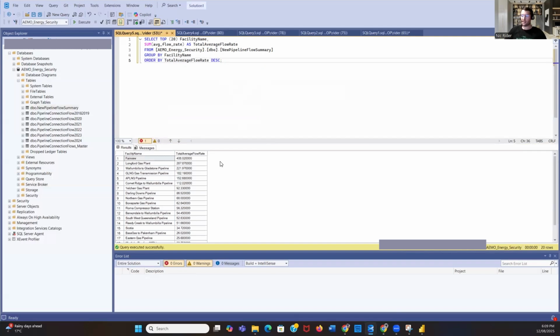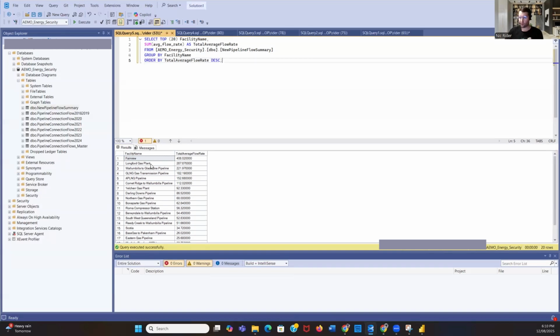Okay, cool. So now we can see total average flow rate here. Okay, so what was the average flow rate? What we've just calculated is the average flow rate per facility on a day-to-day basis from January 2018 to December 2024. Okay. And I've got the top 20 here. So I can look through and go, okay, on average, these particular facilities have the highest flow rate in the country. Okay. Gas. So I know that's Fairview there.